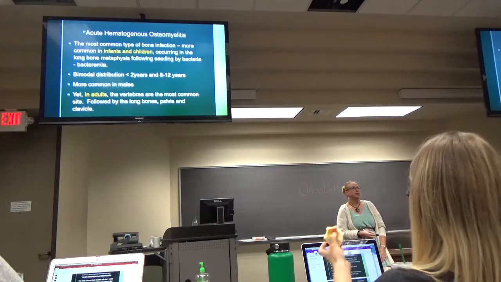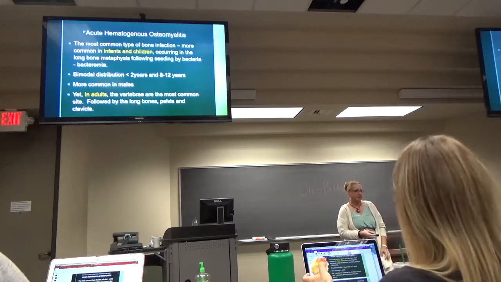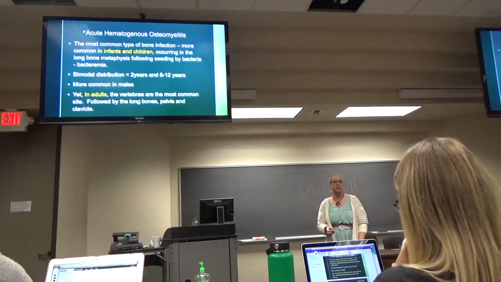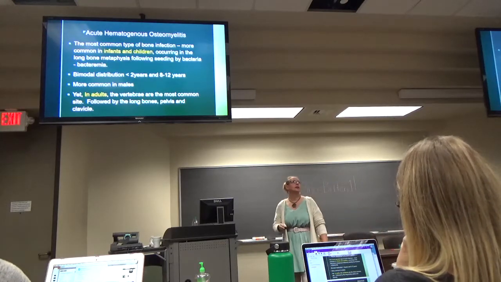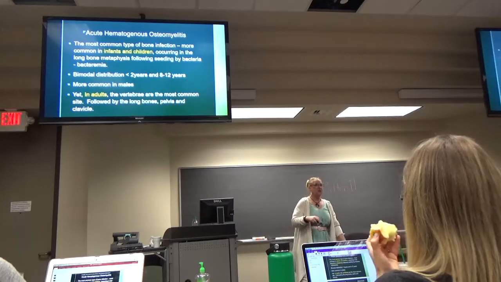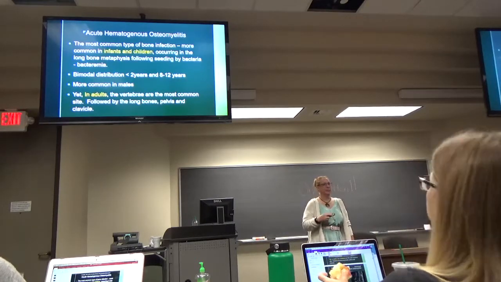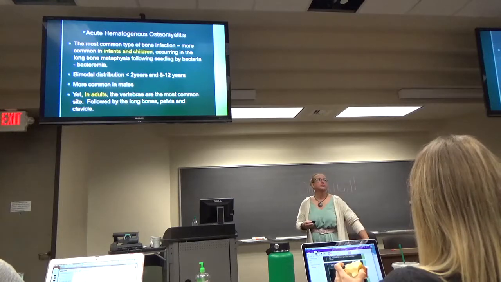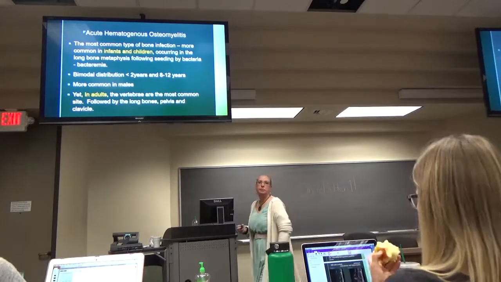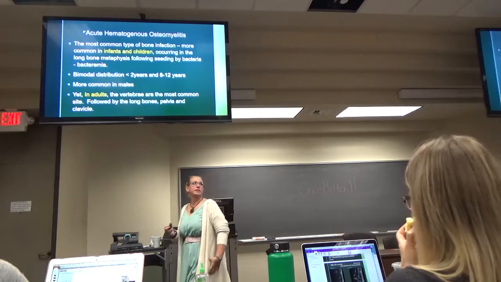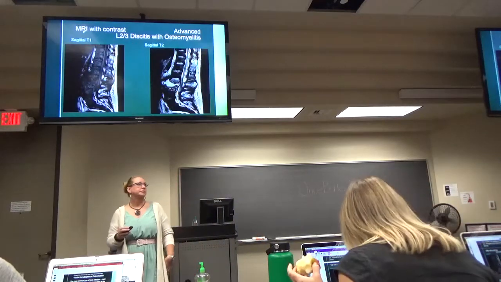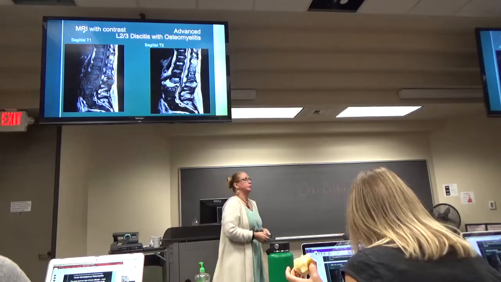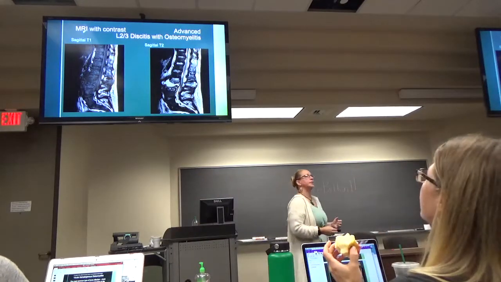In adults, the vertebrae are the most common site, followed by the long bones, pelvis, and the clavicle, which kind of goes along with erythropoiesis, which we just discussed. Okay. Long bones being the femur, humerus, pelvis, and then the clavicle. All right, so I jumped way ahead. I probably need to put this in a different order.